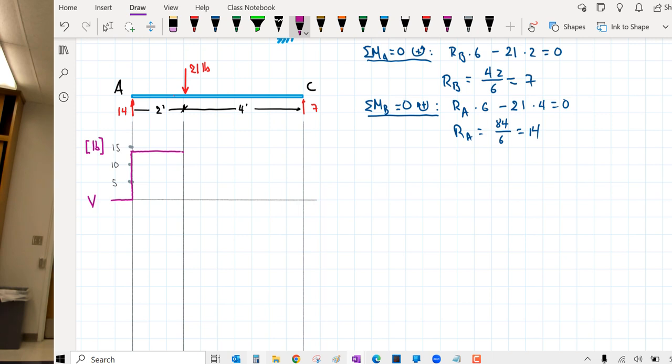Go down 21. What is 15 minus 21? Well, you put here 14 minus 21. Negative seven. So you have to go all the way down to negative 7, right? So let's put the axis down here, minus 5, minus 10. So you go down, boom.